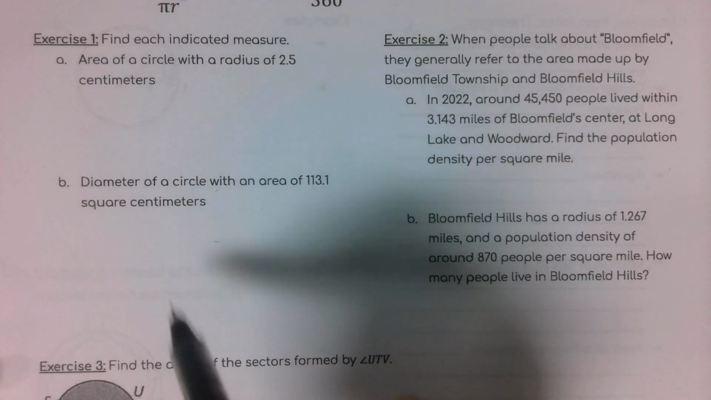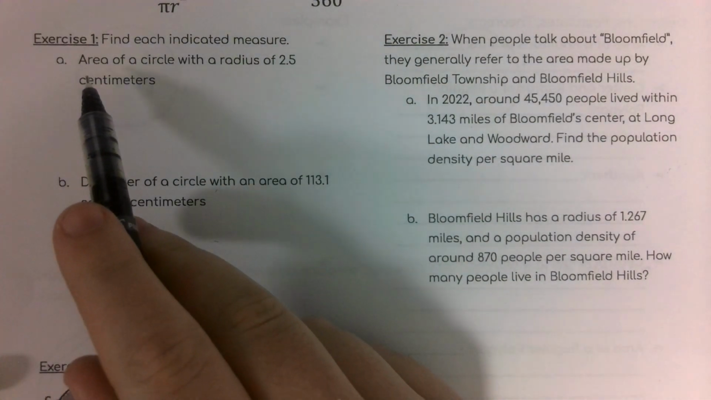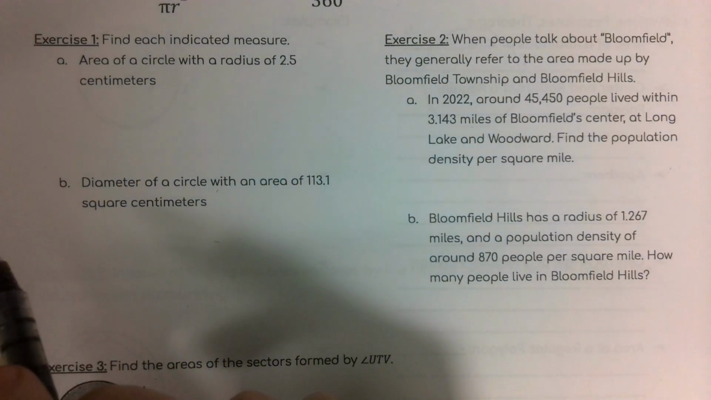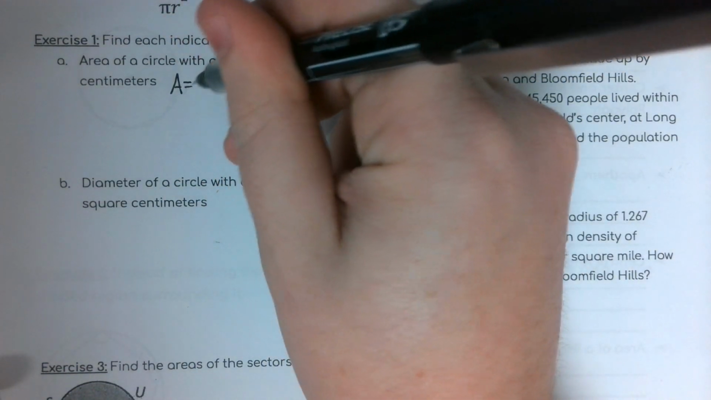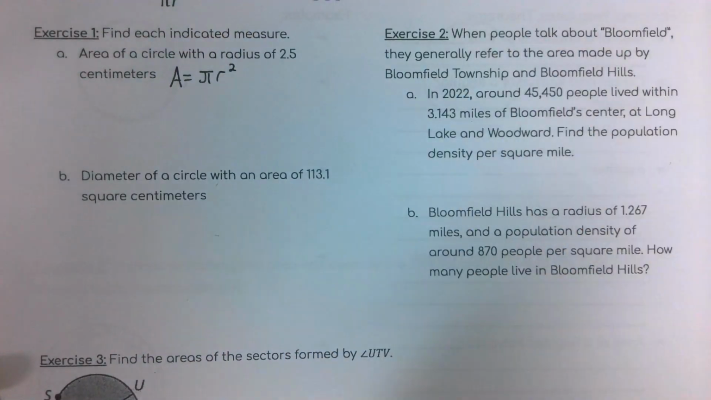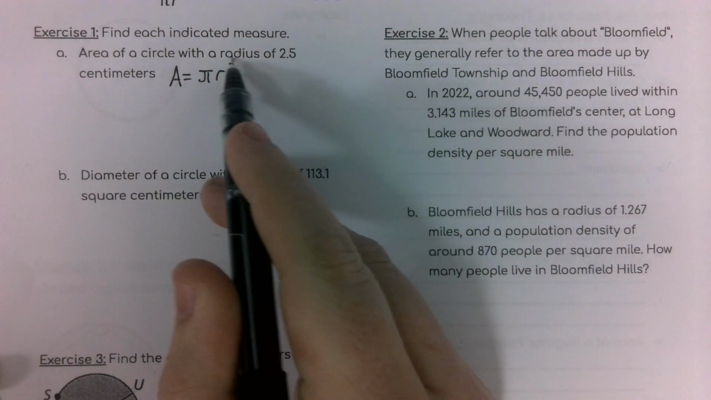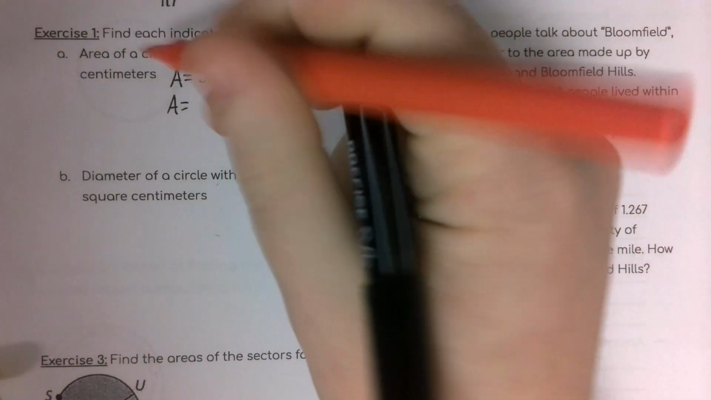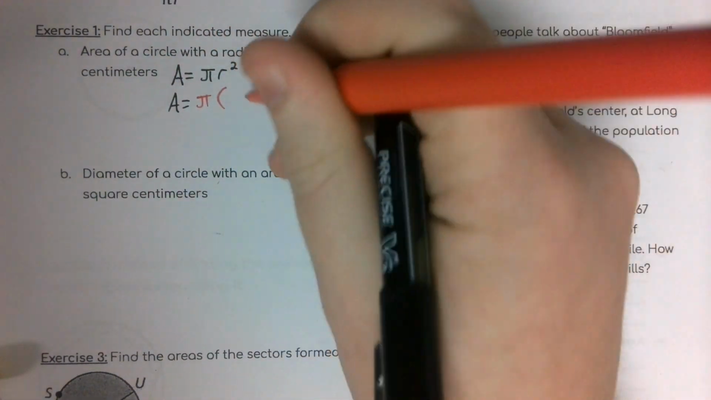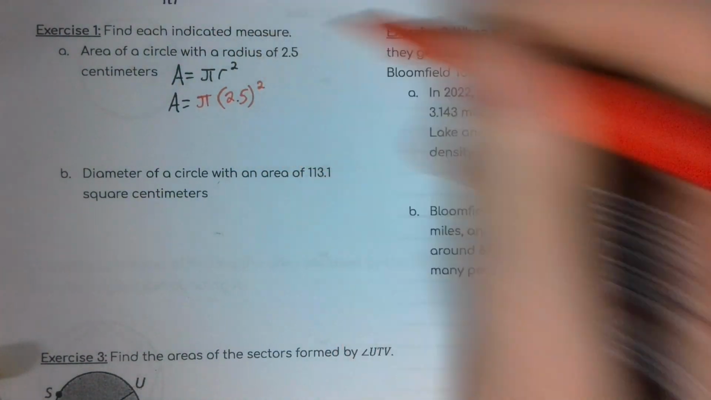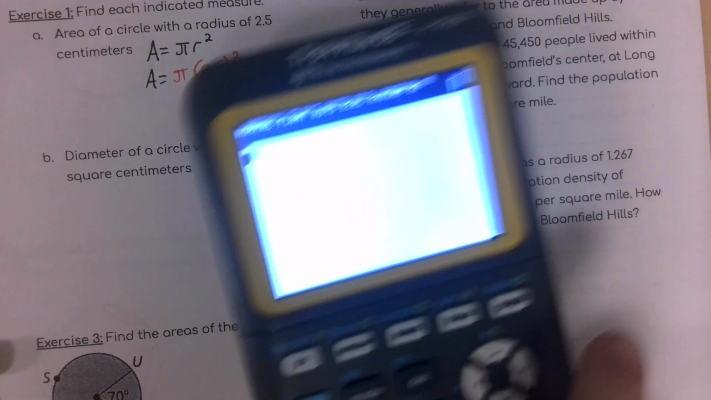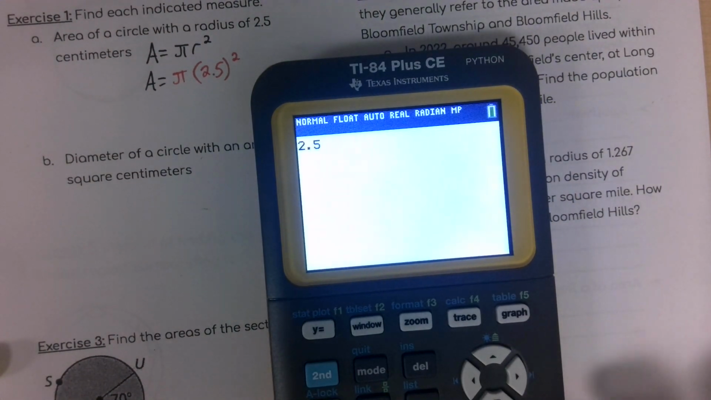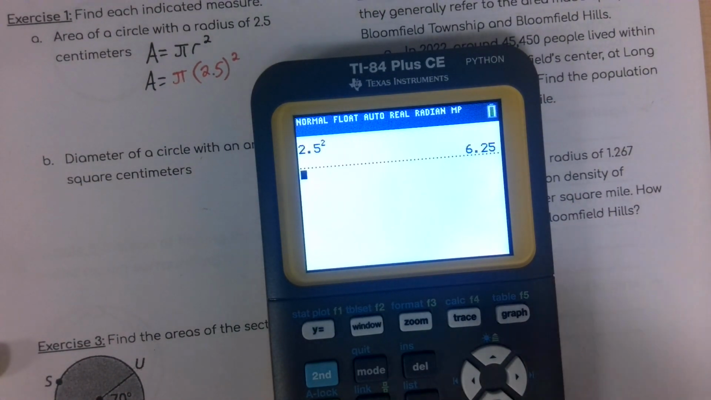Exercise 1 asks us to find each measure, and we start by finding the area of a circle with a radius of 2.5. Well, the area of a circle can be given by the formula pi r squared. And since our radius is 2.5 centimeters, the area of our circle is whatever pi times 2.5 squared will be. To figure out 2.5 squared, we can just plug it into our calculator, just like so. We get 6.25.